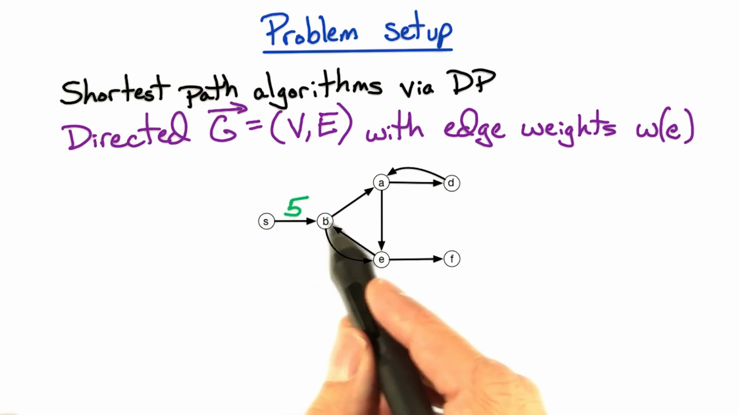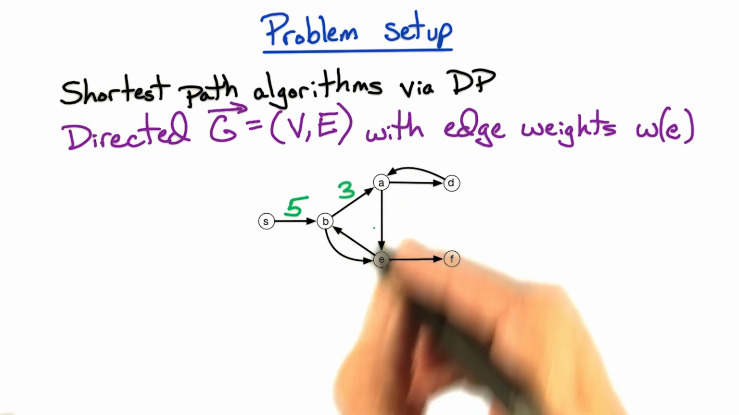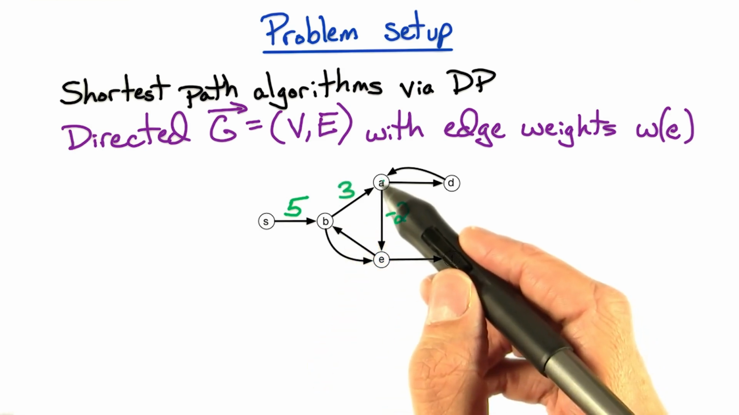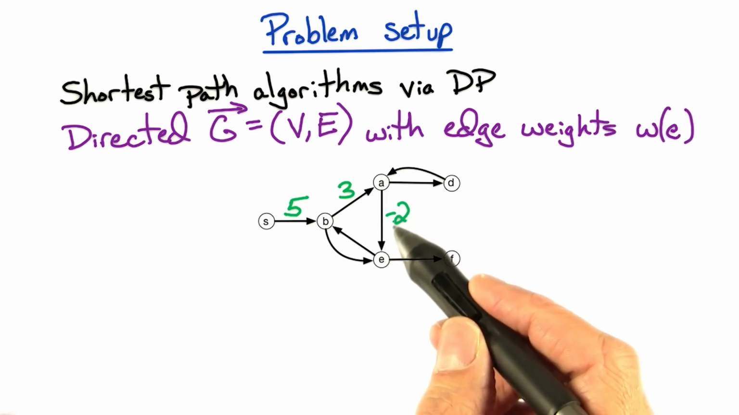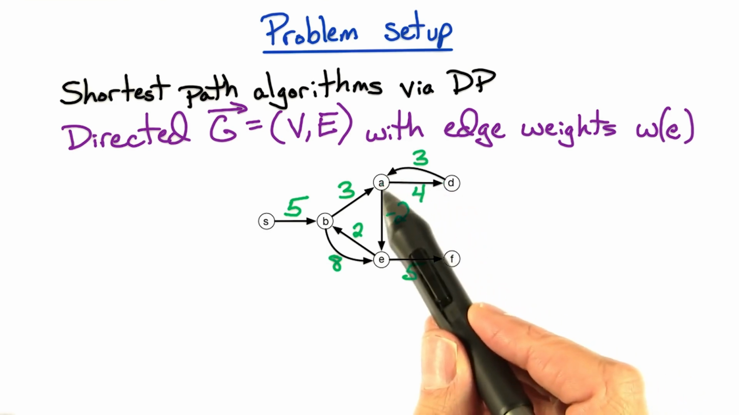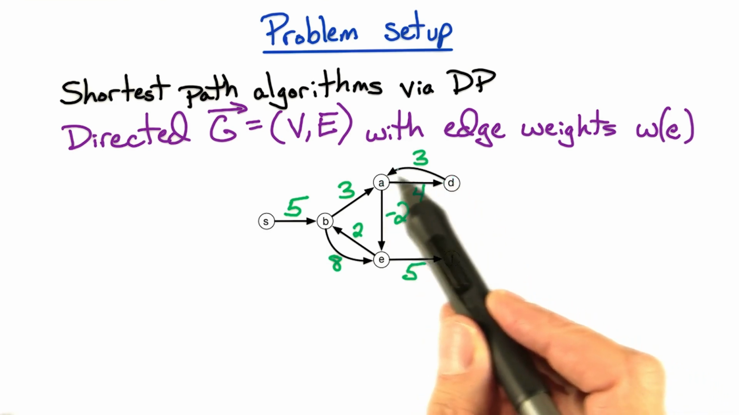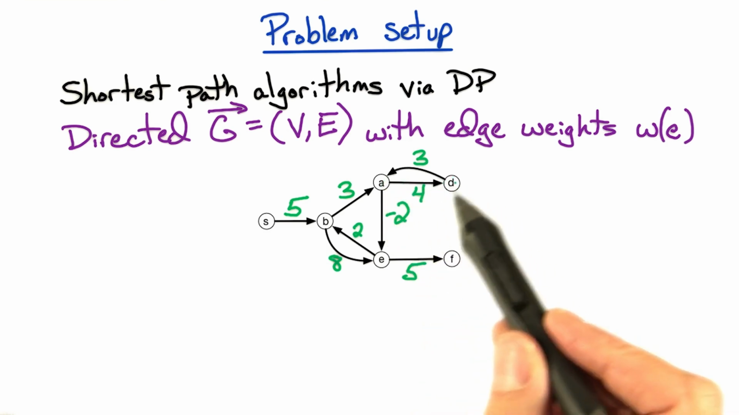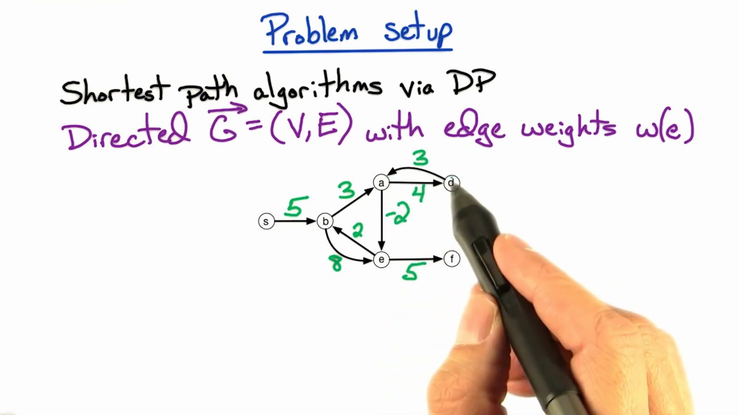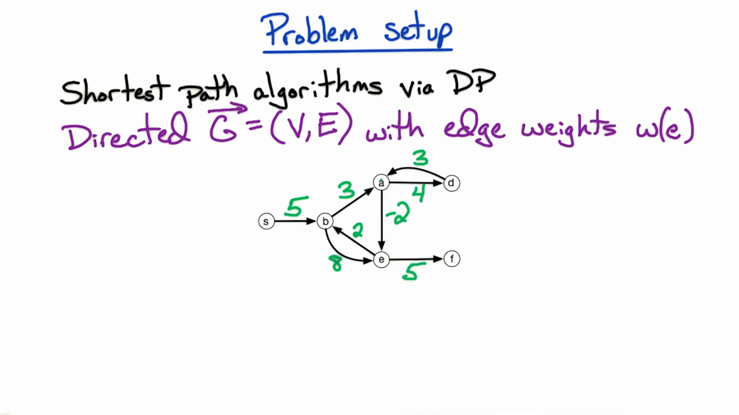So this edge from S to B has weight 5, and some of the edges will have negative weights. So let's assign this edge from A to E weight -2. And we can have these anti-parallel edges. So we have an edge from A to D and from D to A, and they might have the same or different weights.